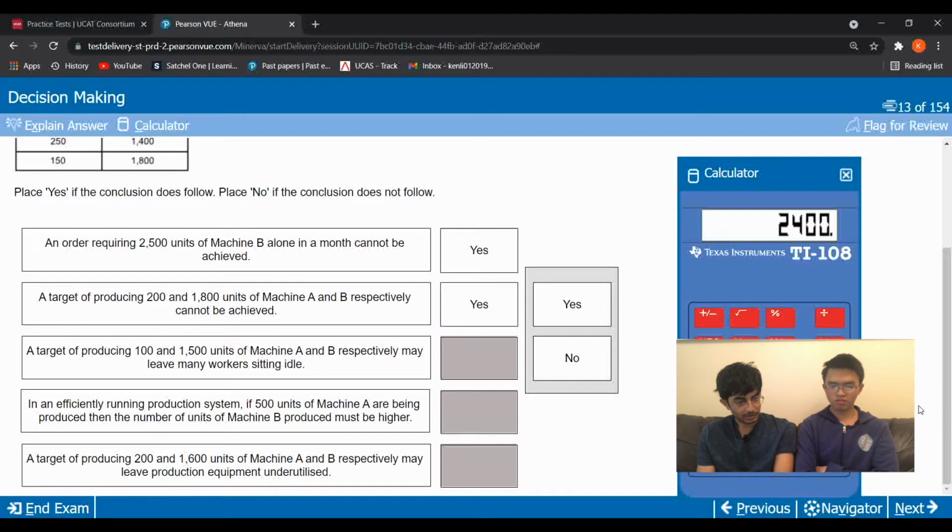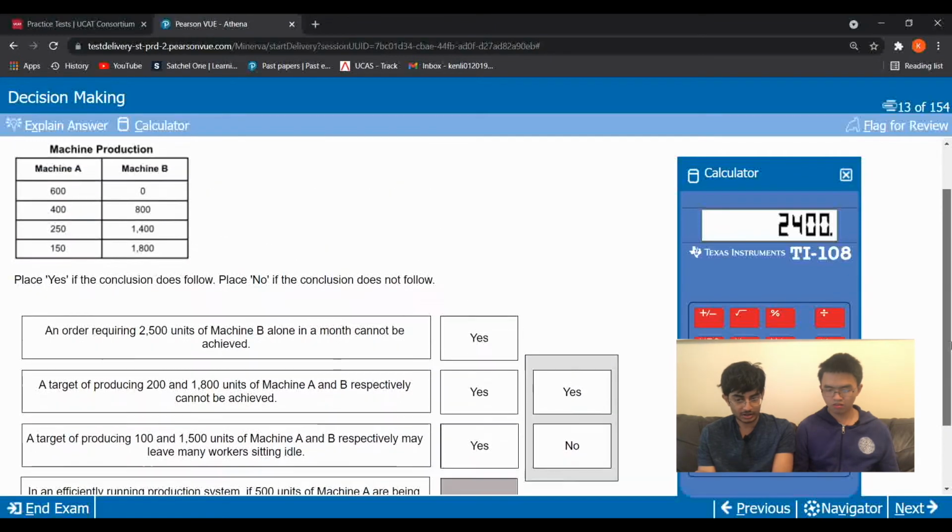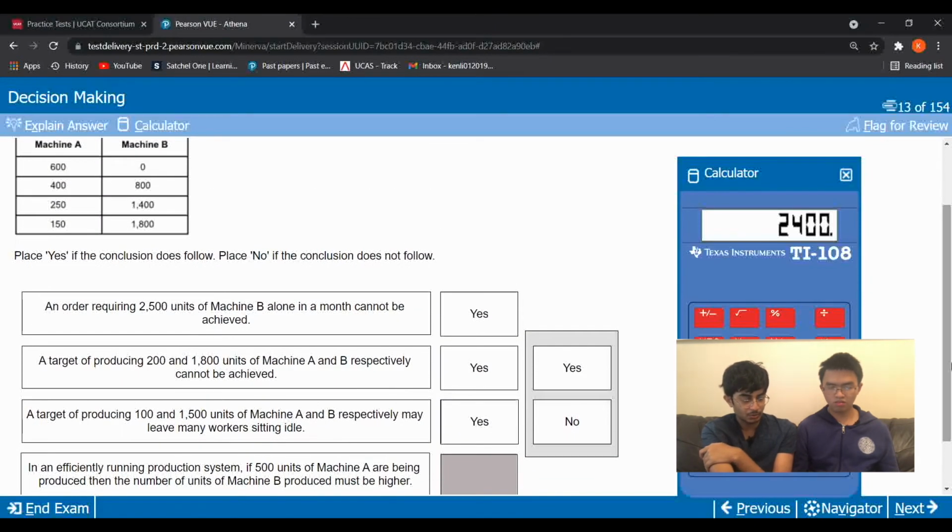A target of producing 100 and 1,200 units respectively may leave many workers sitting idle. Okay, well. I'd say yes. I'm not really doing any calculation in my head. I'm just guessing that, looking at the table, 250, 1,400, 100 extra units, and you're taking away 150 units on machine A, it'll probably be yes. In an efficiently running production system, the final machine A being produced and the machine B produced must be higher.